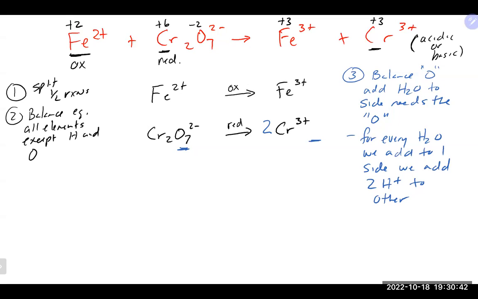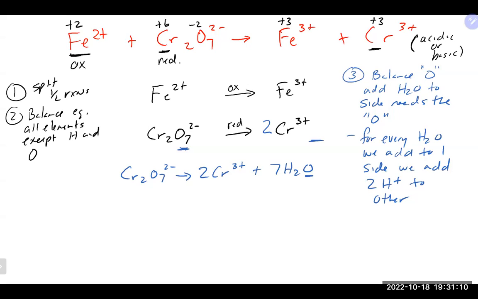On the right-hand side, there are none. So for the second half reaction, we need to add 7 waters to the right-hand side. So I'm just going to write it underneath. Cr2O7 2 minus. We're going to take 2 chromiums here and 7 waters to the right-hand side. The purpose of the 7 waters was to add 7 oxygens to the right to balance it.